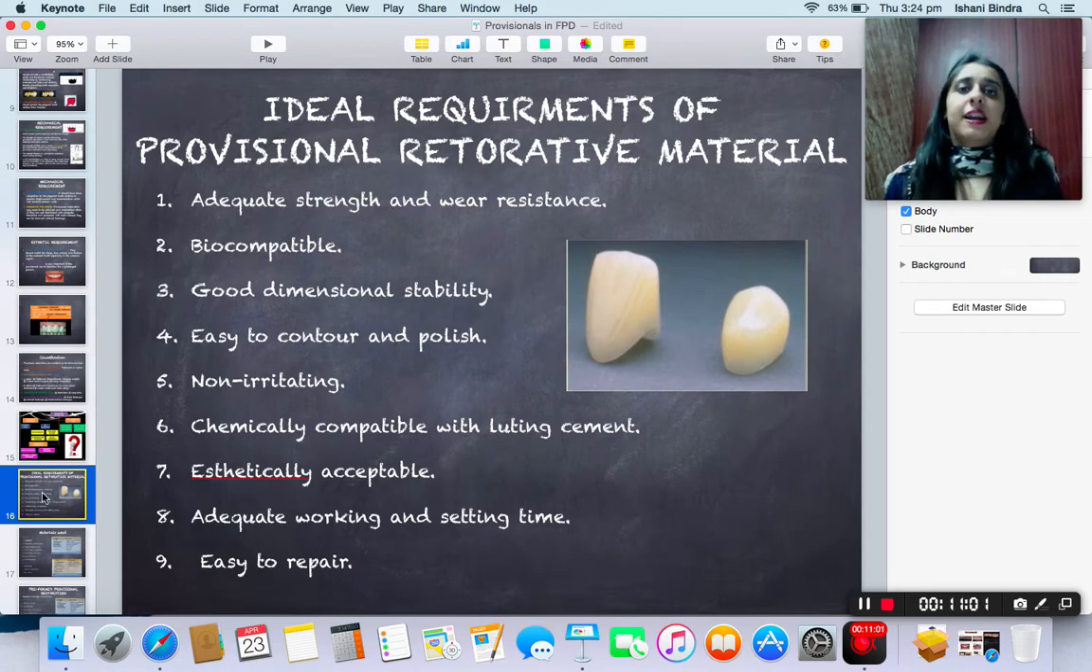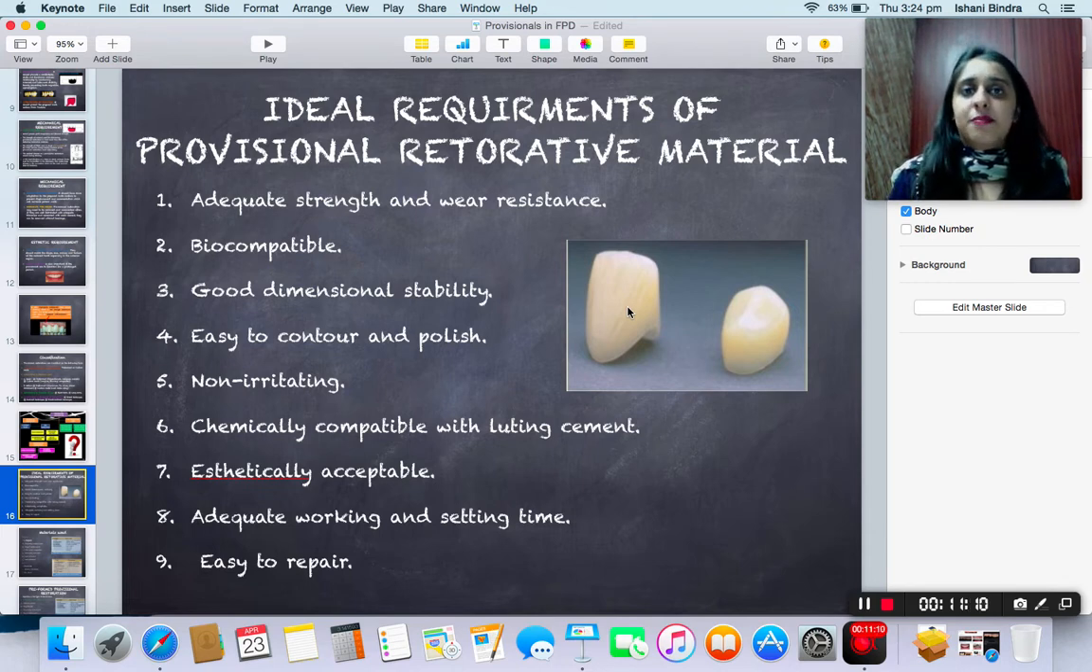So what are the ideal requirements of these materials which we use for provisional restorations? They should have good strength and wear resistance, should be biocompatible, should have good dimensional stability, they should be easy to contour and polish, they should be non-irritating to the underlying tooth and the adjacent soft tissues, and should be chemically compatible with the luting cement which we are using. They should be aesthetically acceptable, should have good working and setting time, and easy to repair.